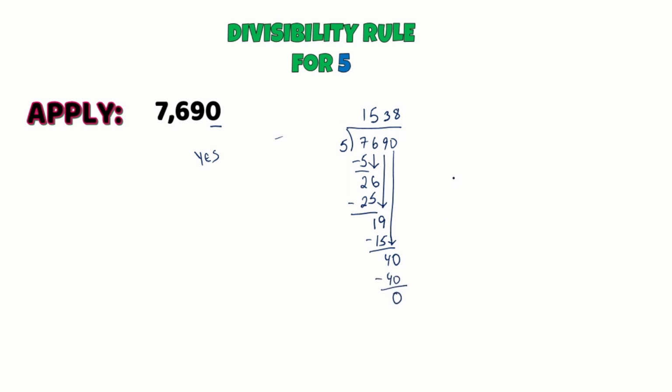So even by performing our division test, we can see that 5 completely divided into 7690 without a remainder, which further proves that our divisibility rule for 5 is correct. So let's look at a final example before we leave.